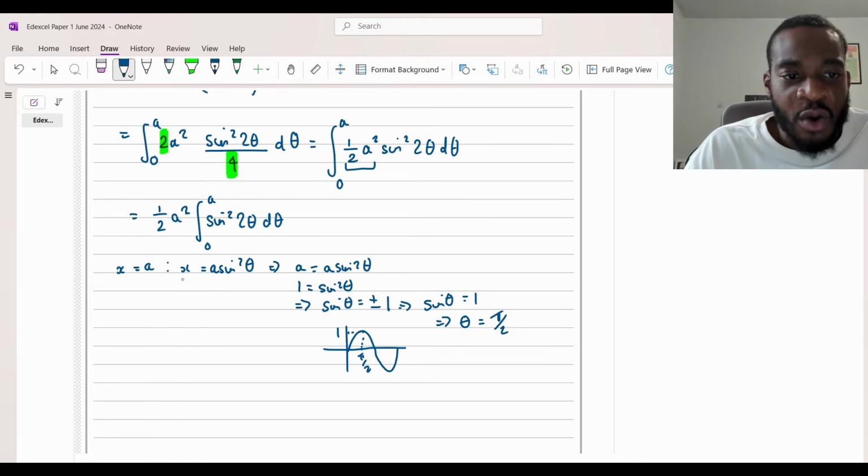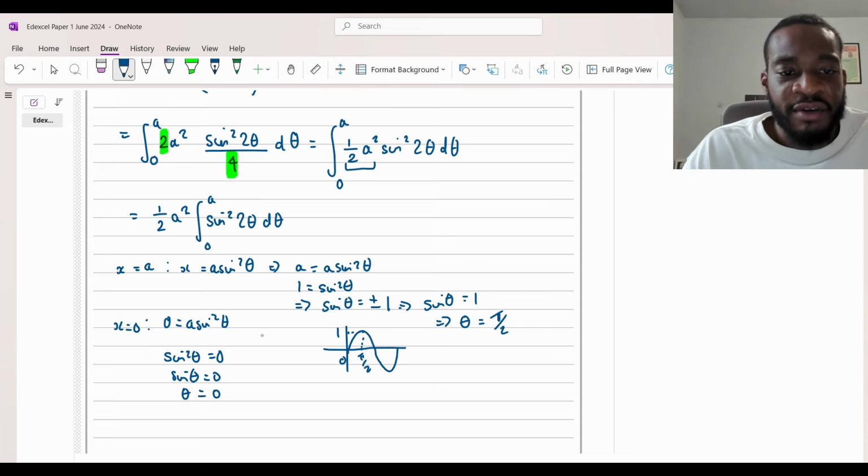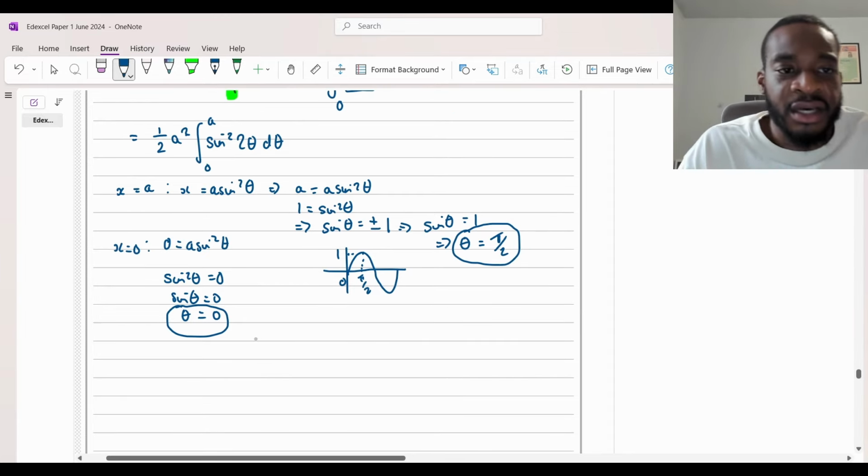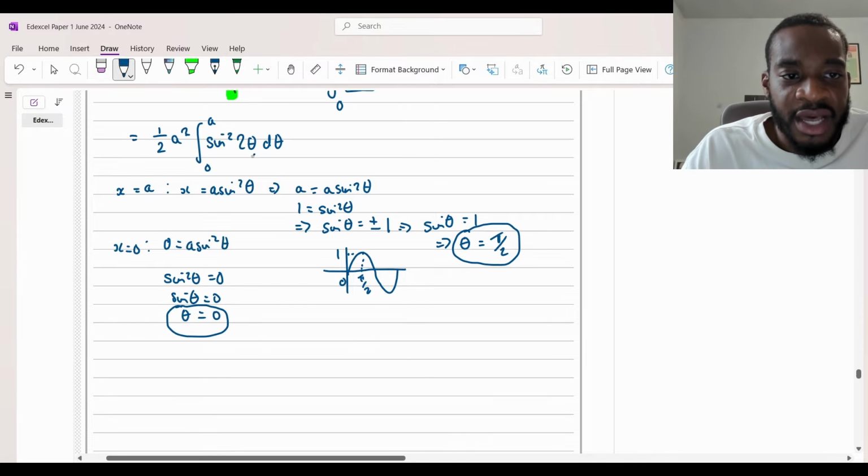Fantastic. And then the lower limit is x equals 0. That would imply that 0 is equal to a sine squared theta. Divide through by a, you'll get sine squared theta is equal to 0. Square root, sine theta is equal to 0. And you can see quite clearly that is 0 there. So the lower limit is 0. So now we've shown the limits here, like that. Limits here, like that. Examiner sees that, perfect. And then now you can say that the answer for the integral, I'll just put a line, I'll do it like this.